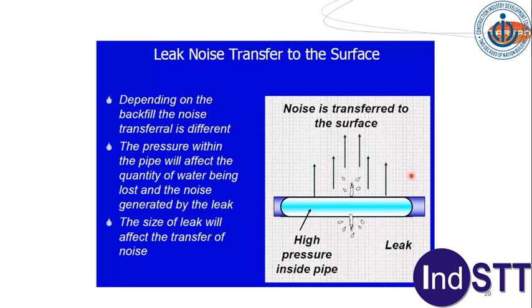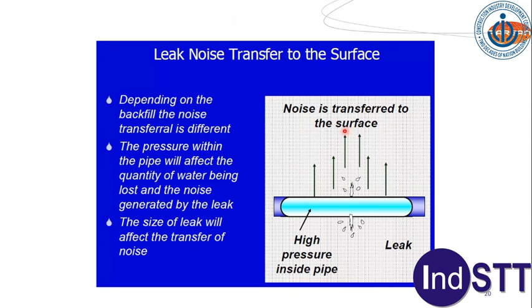Then we have leak noise. This is the basis of noise correlators, or listening to the leakage noise, which is the next step. Once you have isolated a zone of the leakage, now you are going to locate the leak. Depending on the backfill, the noise transfer is different. Depending on the soil type, your leak noise transfer to the surface will be different.